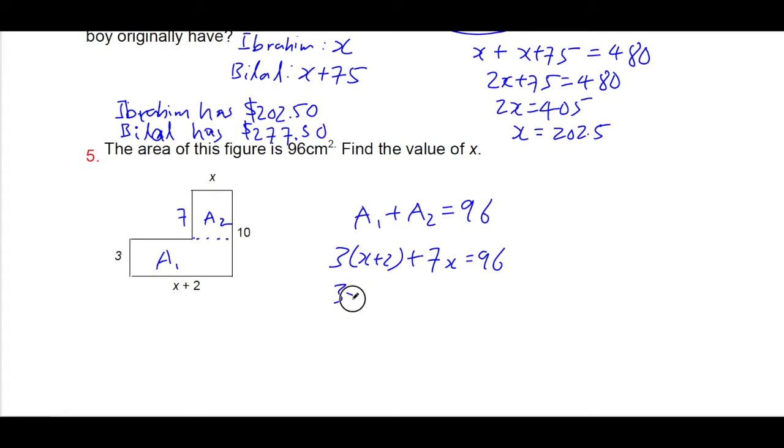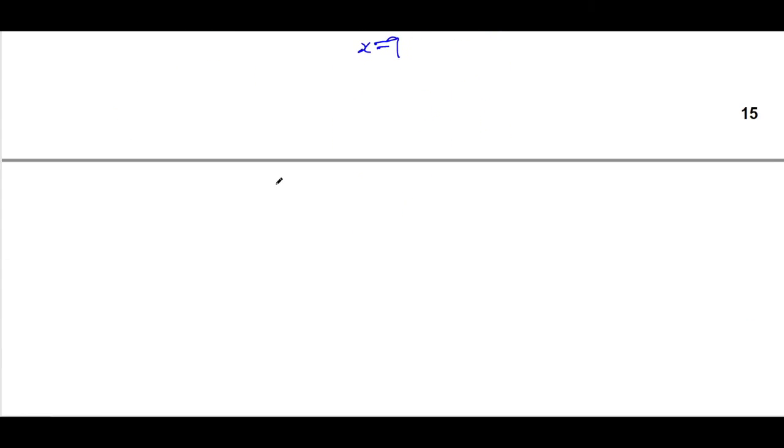Now just expand. 3x plus 6 plus 7x is equal to 96. 10x plus 6 equals to 96. 10x is equal to 90. X equals to 9. Right. So that's how you do this question. I do make the question look quite easy, but make sure when you do these questions, just to find the area of a compound shape, just split it up. That's the easiest way to do it.